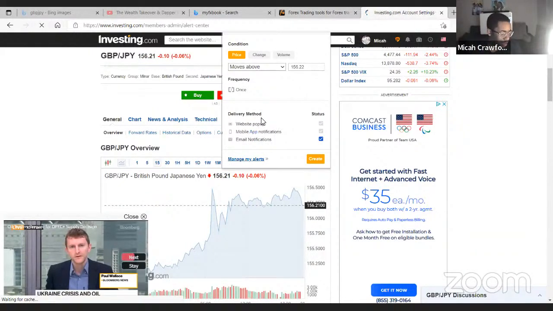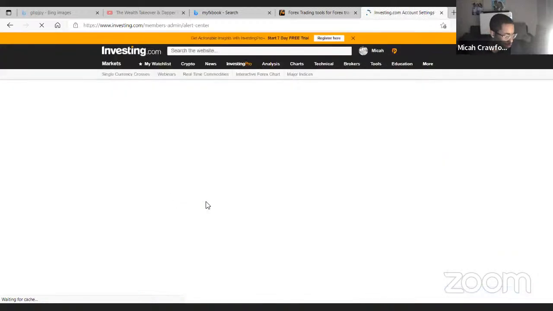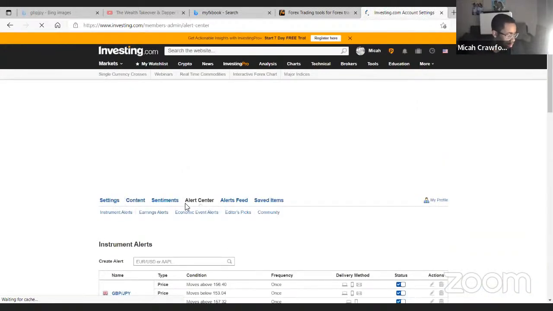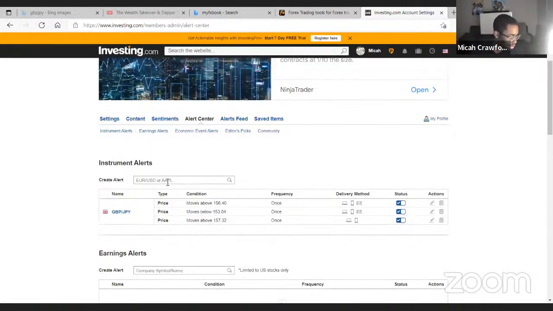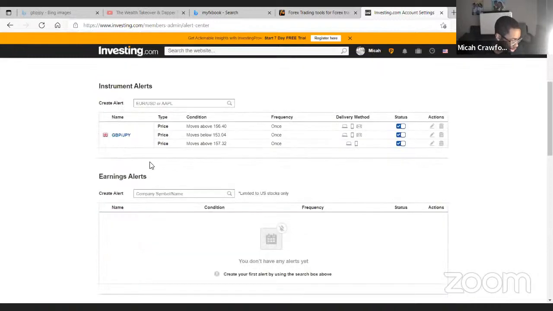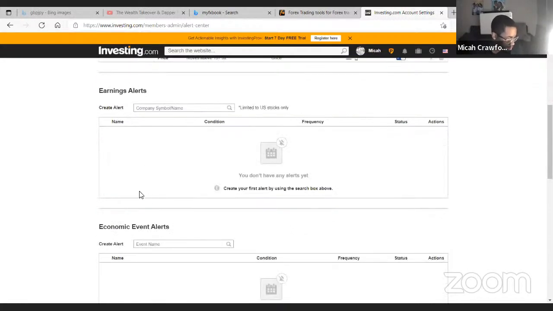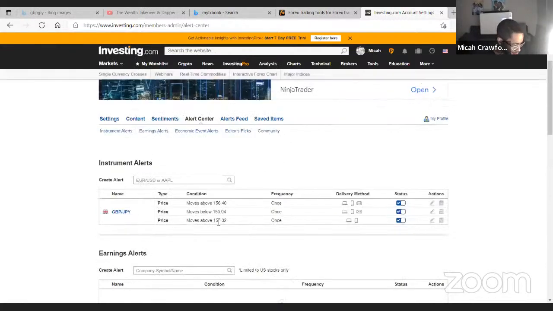There is another website I do want to talk to you guys about. Okay, there we go. So you see where it says Alert Center? You can use instrument alerts. You can set up alerts for different news events, like red folders, yellow folders, economic event alerts. This is a really good tool to use, ladies and gents. I'm not going to use any of those, I'm just going to use the instrument.